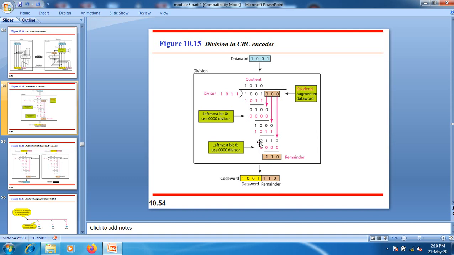The next we need to take the last bit here. Here the leftmost bit is a 0. In that case I need to use 0 as the divisor value. Here we are getting an m minus 1 bit remainder, that is 110 here. I need to append this remainder to the data word, that is 1001, the remainder portion, that is R0, R1, R2 here. Now we have generated the code word, that is 1001110, and this particular code word is sent to the destination.